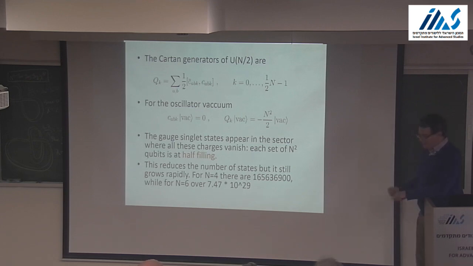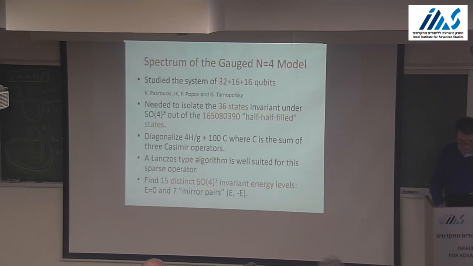I keep seeing these on my news feed, like the best qubits ever have been created or something. So there seems to be continuous progress. It doesn't look feasible, at least for exact diagonalization, but maybe one can do some kind of approximate diagonalization. So more about the spectrum of this gauged n=4 model. This is the paper where we studied this 16 plus 16 qubits.